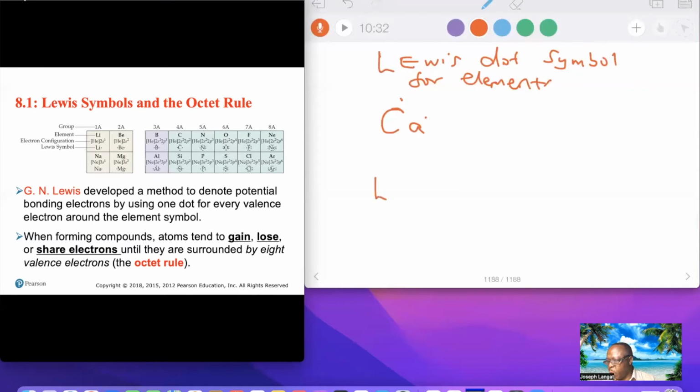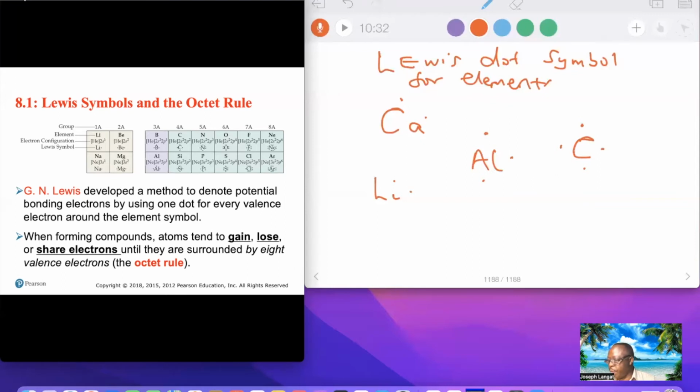Lithium is in group 1, so I'll have 1 dot. Magnesium is in group 2, so it's just going to have 2 dots. Aluminum is in group 3, so it's going to have 1, 2, 3. It has 3 valence electrons. What about group 4A? 1, 2, 3, 4. They are singly distributed around. You can go clockwise or anti-clockwise.